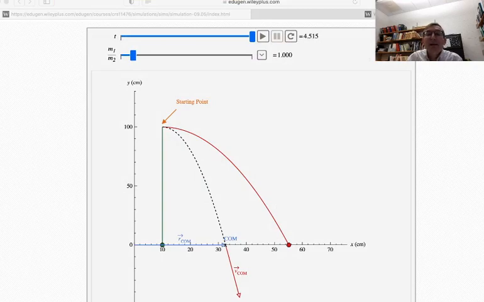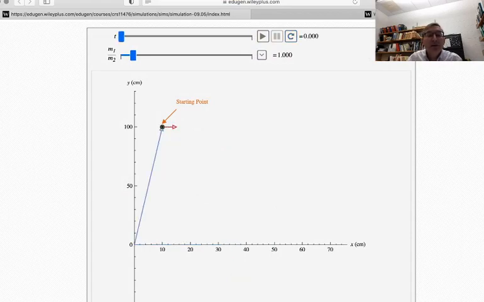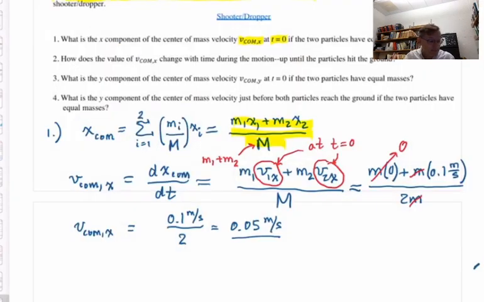So let me go back to the animation. Let me reset it. A second, okay? There you see that horizontal red arrow. That represents the velocity of the center of mass. It has an x component. Okay? So we have done part 1, just practicing calculating some information about the motion of the center of mass.